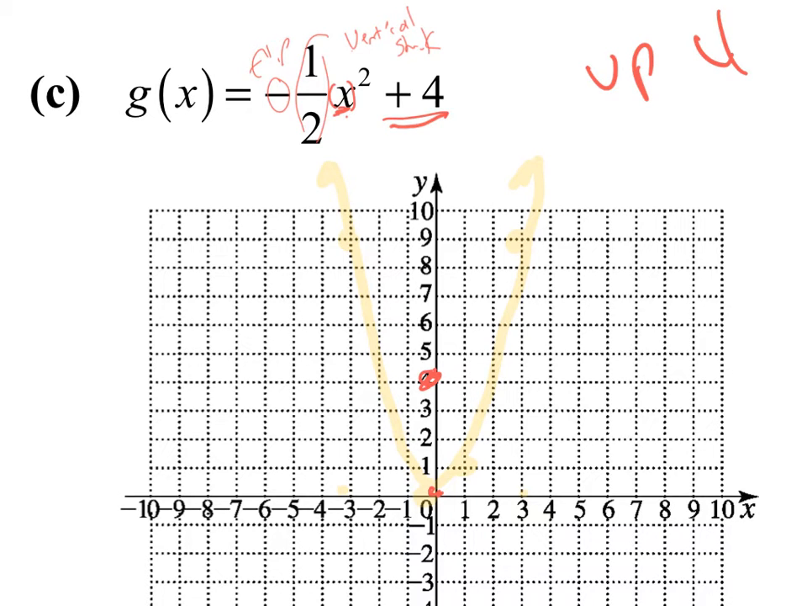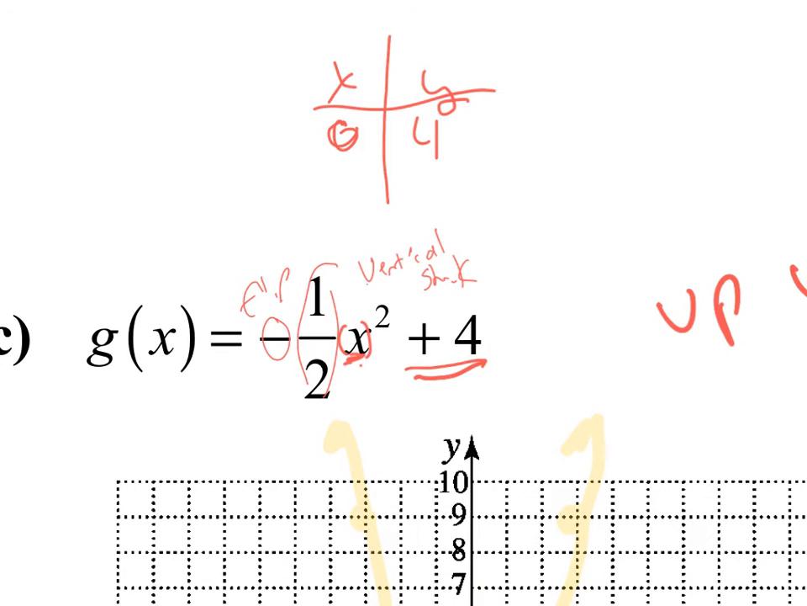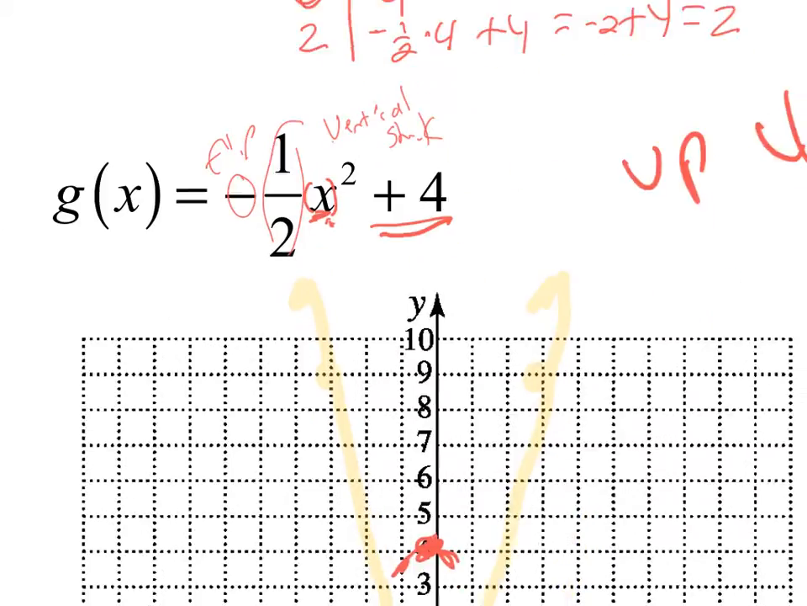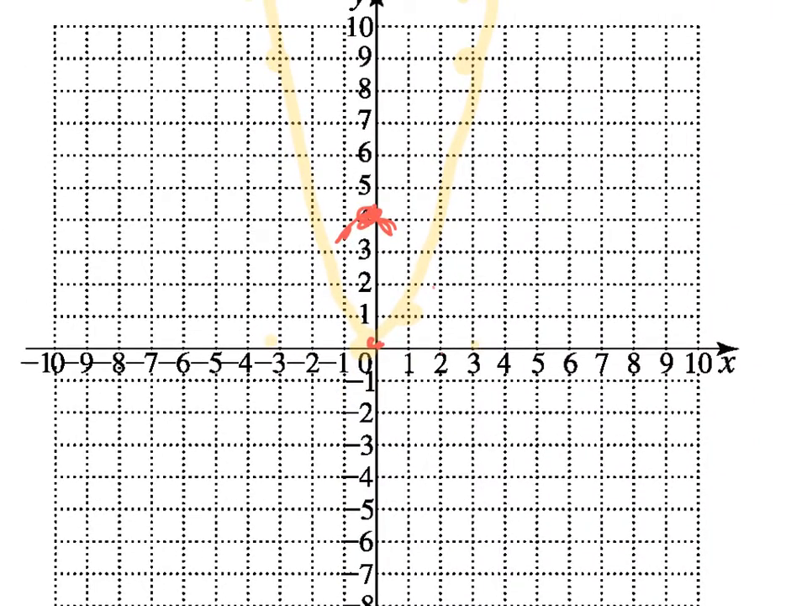And it is going to flip upside down, so I know it's going to do this. The point is, how do I know what it's going to do? Well, if I check for x is 2, and I take 2 squared is 4. So negative 1/2 of 4 plus 4 gives me a negative 2 plus 4. That automatically goes up to a 2. 2, 2 should be on the graph. So 2, 2 is here.